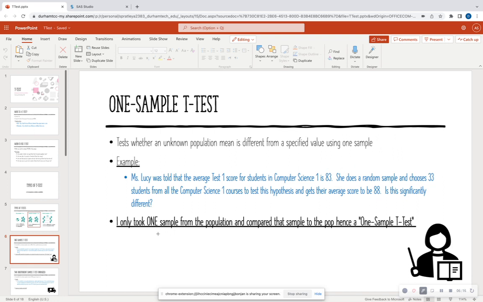Okay. So she took one sample from the population and compared that sample to that population. Hence, this is what we call a one sample t-test. So, do you have the population in question's average and their standard deviation or variance? And do you want to compare one sample to that overall population?